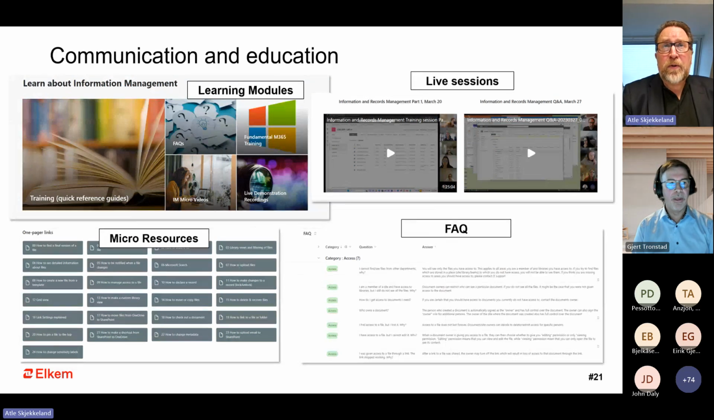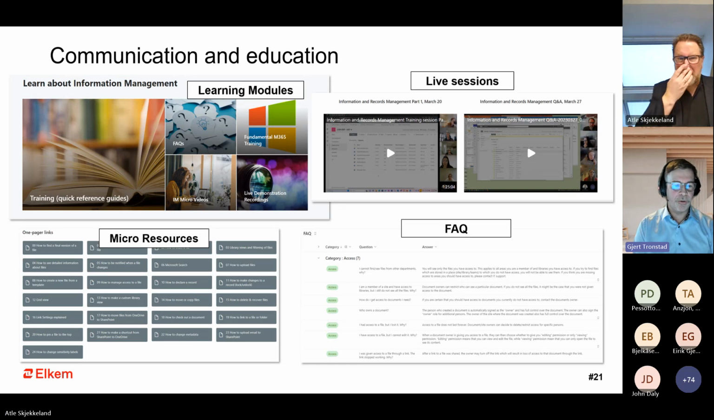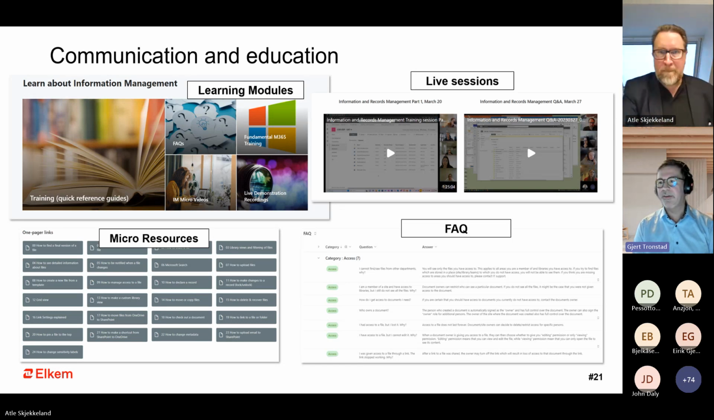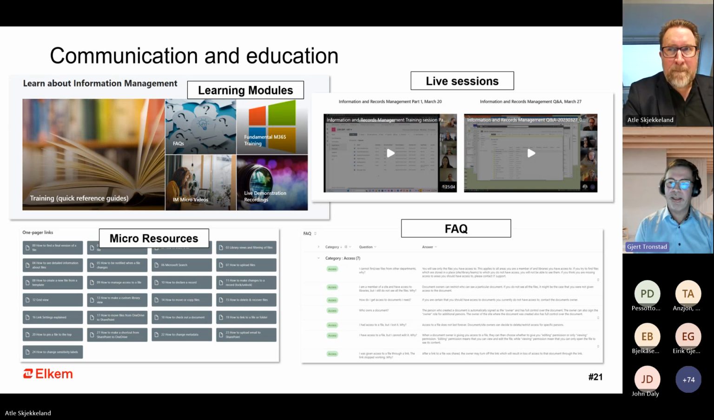Gjert, now we've talked about technology. We have talked about getting this into the organization. Yes, and for us, of course, implementing this technically is quite easy. The technology part is quite easy, but getting it implemented into the whole organization really takes an effort.